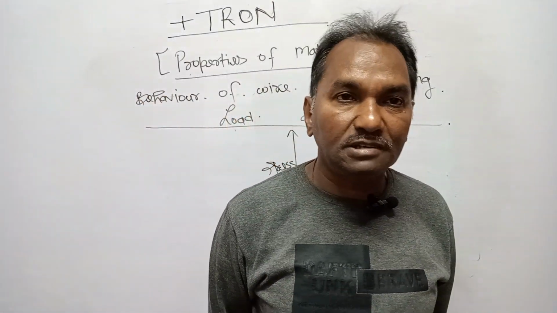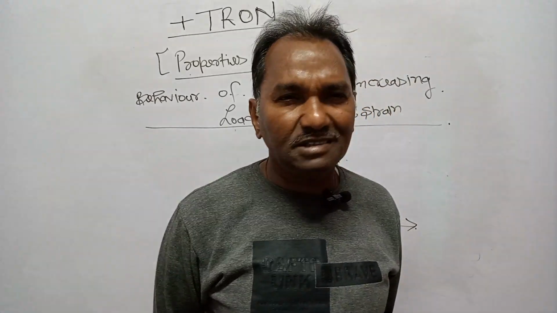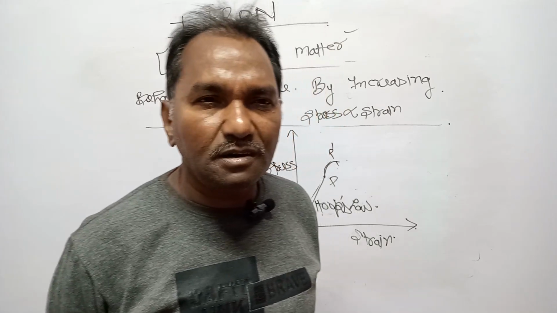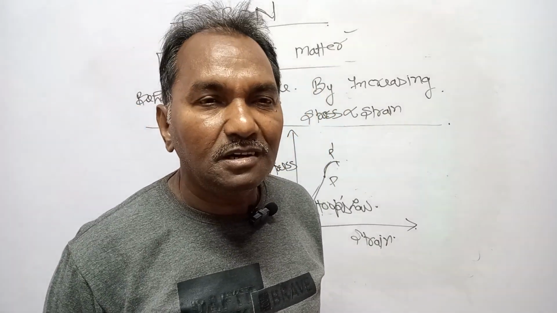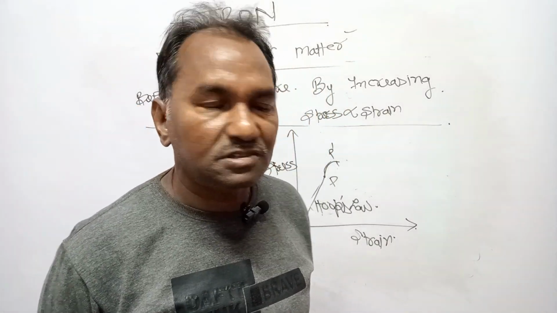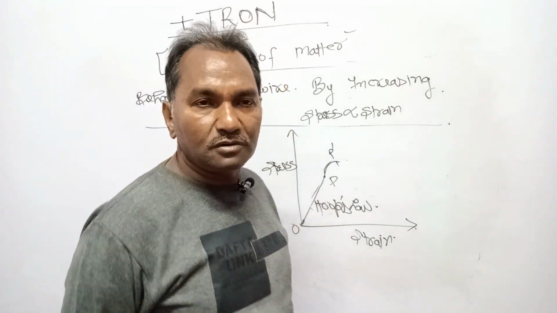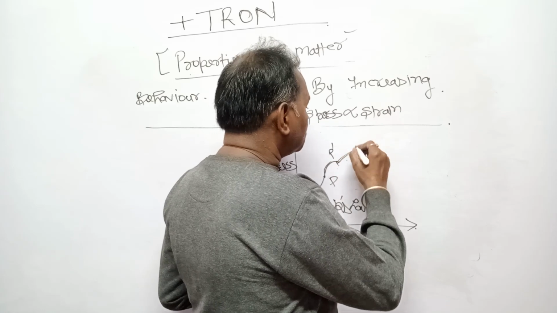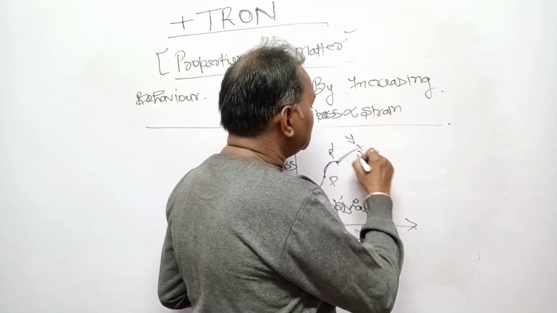So what I have to say is that from P to P dash, the body regains its original status after the removal of the force, but stress is not proportional to strain. It means it is not following Hooke's law. Now, dear students, further, from P dash to Y, this Y is said to be the yield point.